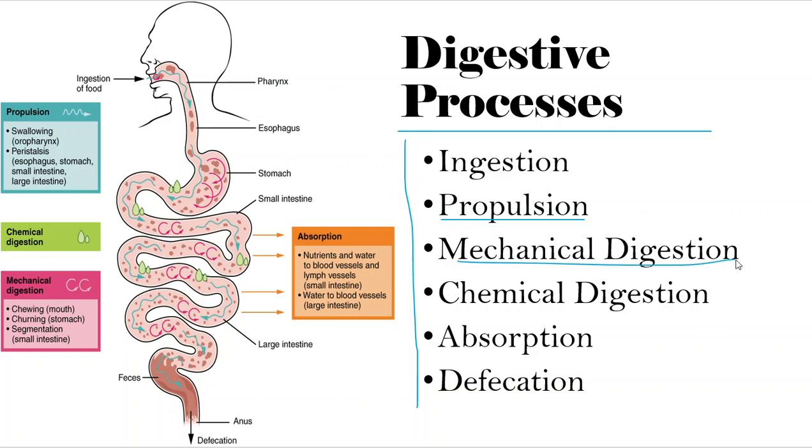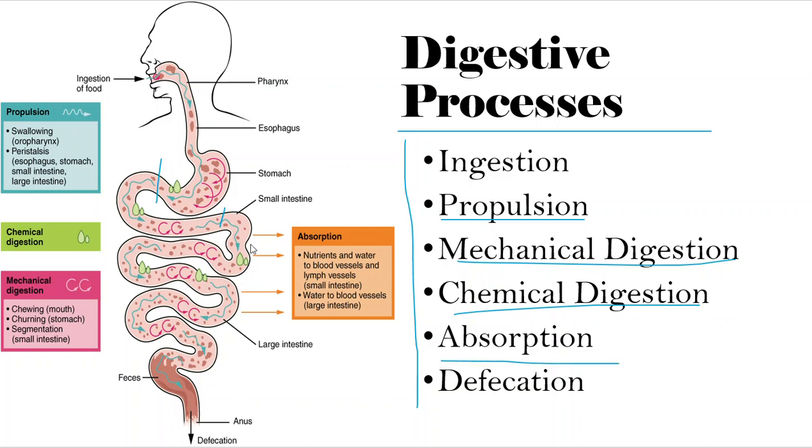Mechanical digestion starts in the mouth with the teeth. Chemical digestion also starts in the mouth. We actually release a chemical to help break down carbohydrates. We'll talk about that. Mechanical and chemical digestion continues in the stomach, and in the small bowel we have a lot of chemical digestion, and we also have the absorption.